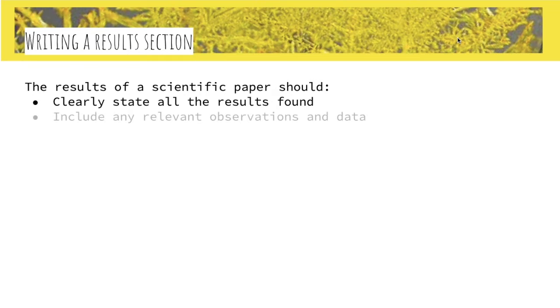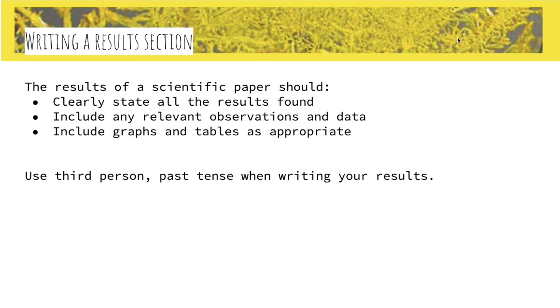Once you've got your data, you need to write this up. Your results section of the scientific paper should clearly state all the results that are found. It should include any relevant observations and data, both the qualitative and the quantitative data. It should include graphs and tables as appropriate. And it is not just the graphs and the tables you are writing. In your writing, you're going to use third person and past tense, just like you do with the rest of the paper.